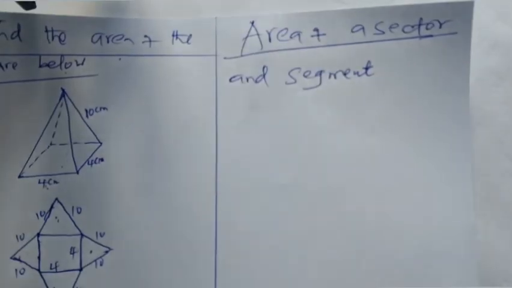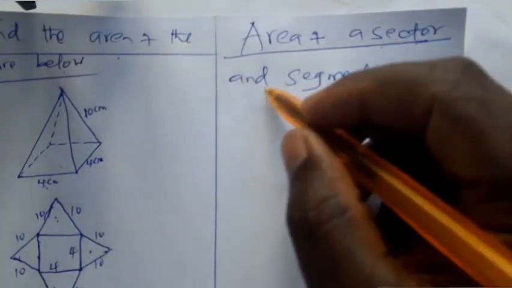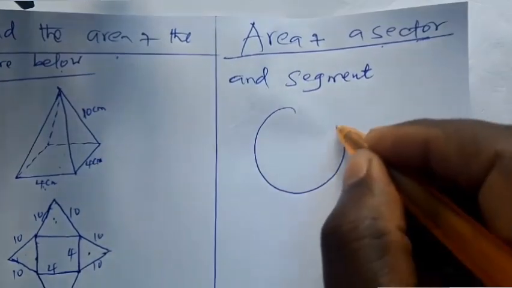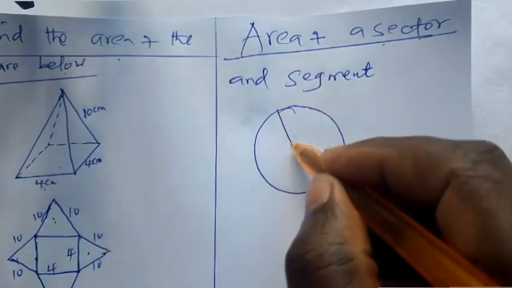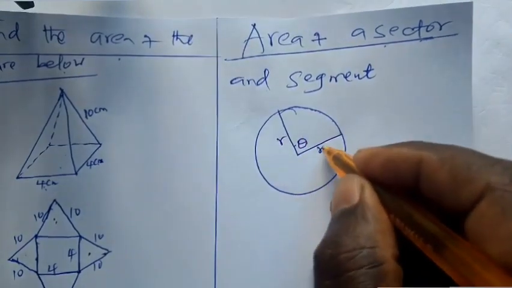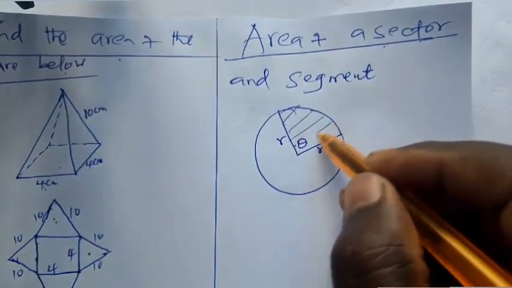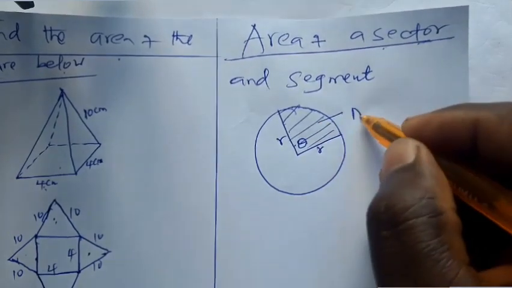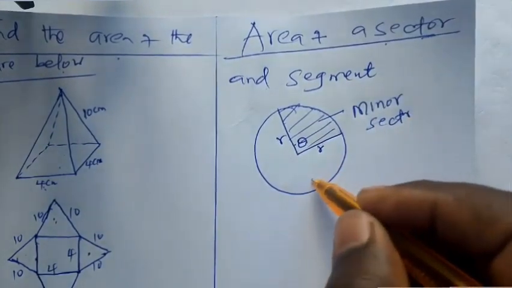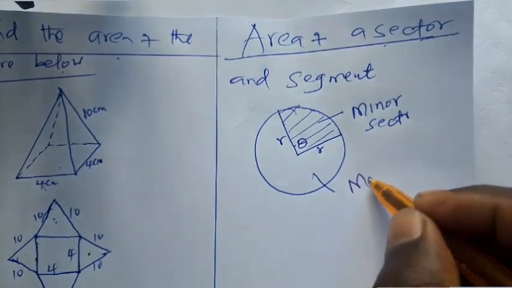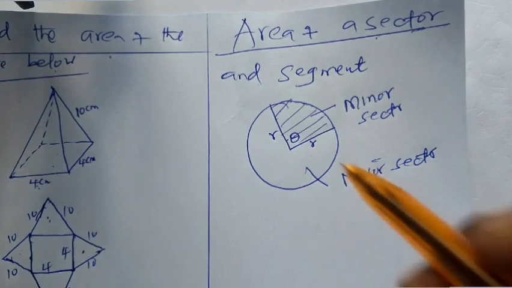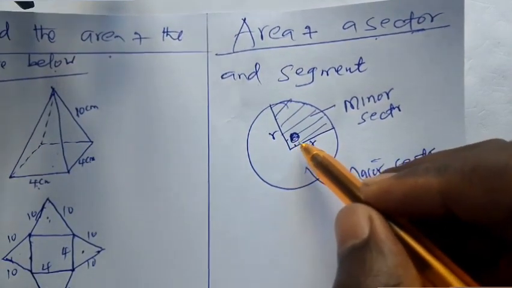Area of a sector and a segment. So we have a circle. If we draw and subtend an angle at the center, this shaded region is a minor sector. This unshaded region is the major sector. Right? So this theta here is the angle subtended at the center of this circle.